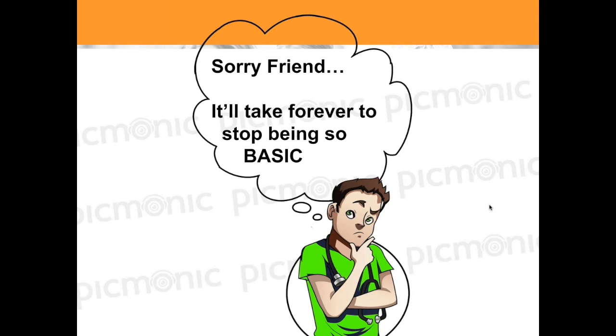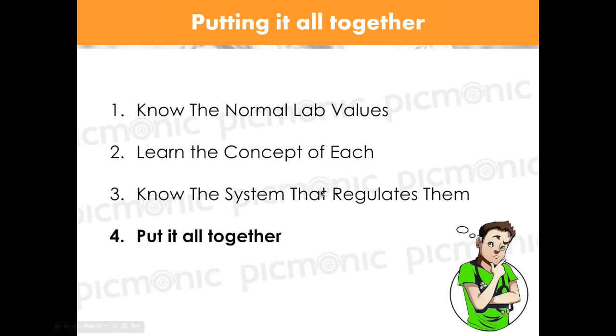So what that means is if you have a problem, the kidneys are slow to react. I like to use a general rule of 24 hours, but it's actually a minimum of 6 to 12 hours that the kidneys take to start activating to do any type of compensation, as we're going to get to in the end. So, sorry, friend, I'll take forever to stop being so basic. That's maybe a little stretch, but definitely one of my favorite jokes.